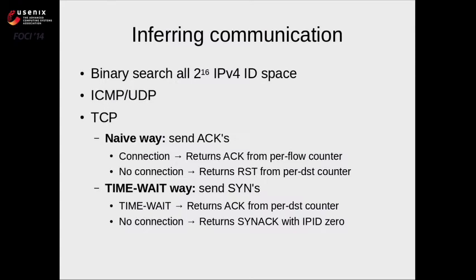TCP, though, if you recall, is a little bit trickier because it has these per flow counters. So the per destination counters aren't affected by the per flow counters, but we can still get some information to leak to the per destination counters by trying to get TCP packets to get sent outside of a flow. One naive way would be to try to send an ACK. In this case, if there is a connection, an ACK is sent from the per flow counter. If there's no connection, a reset is sent, drawing from the per destination counter.